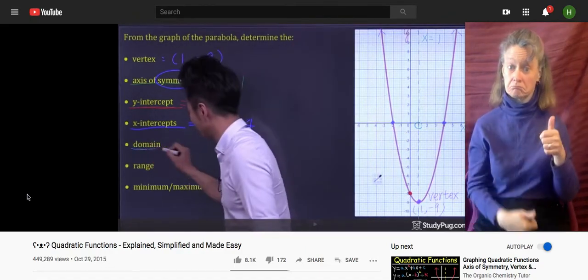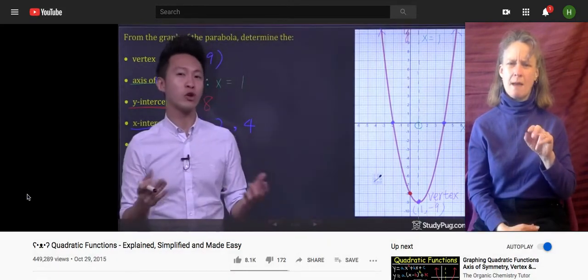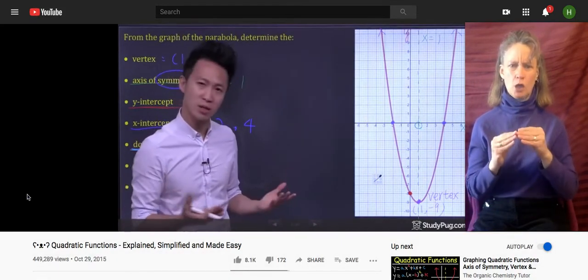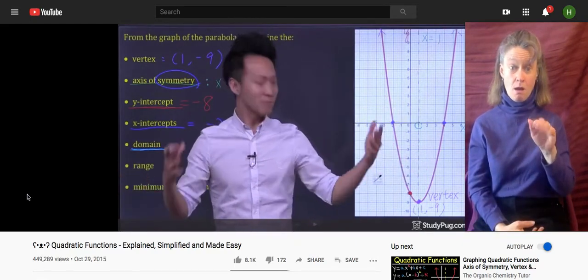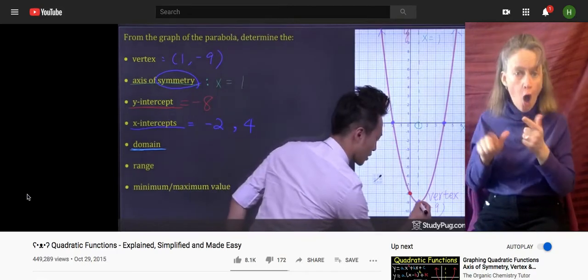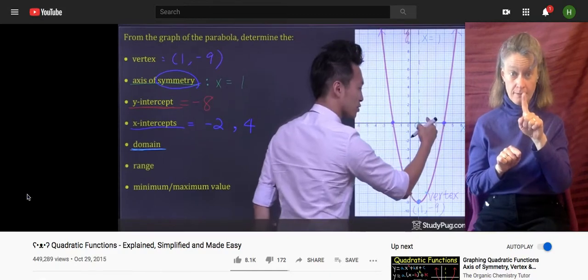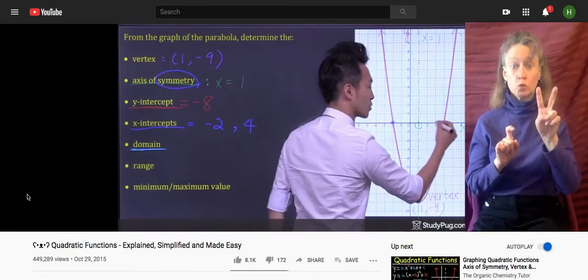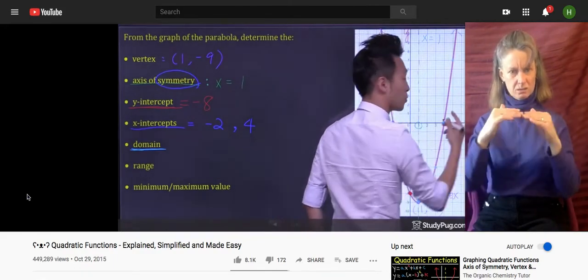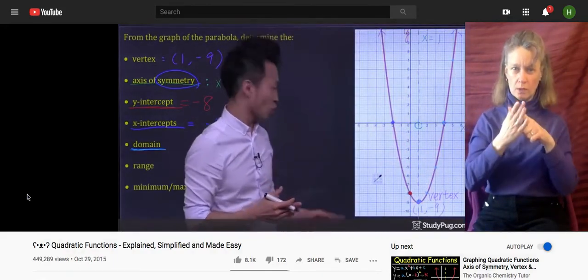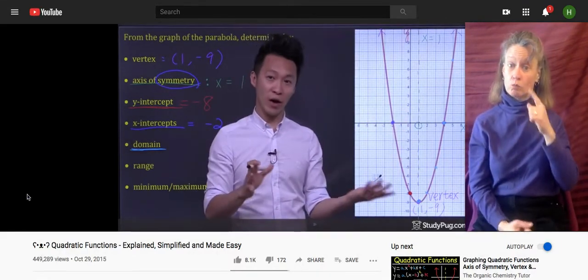Next, domain. By definition, domain is the set of x values for which a function is defined. So as we can see, a parabola is defined for all x values. Let me show you. This point, the x value is +1. This point, x value is +2. This point, +3. This point, +4. This point, +5. So a parabola is defined for all positive integers for x.